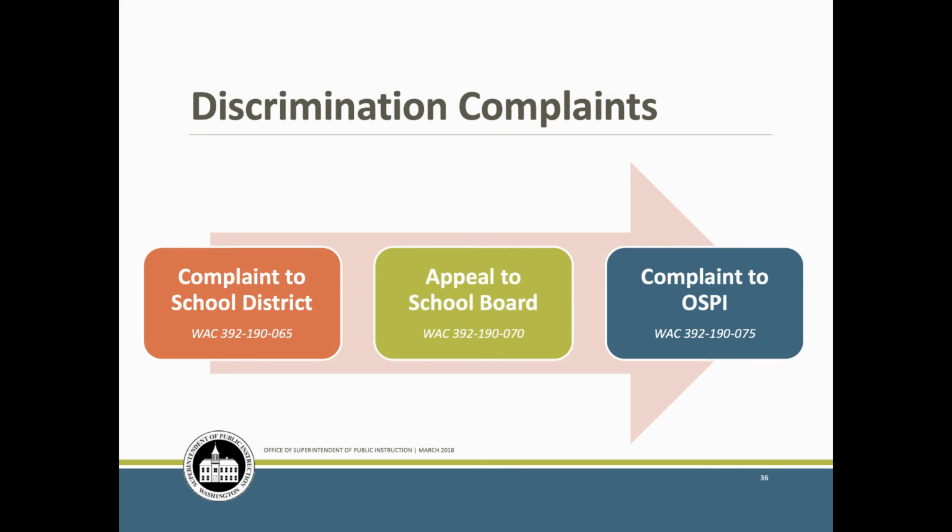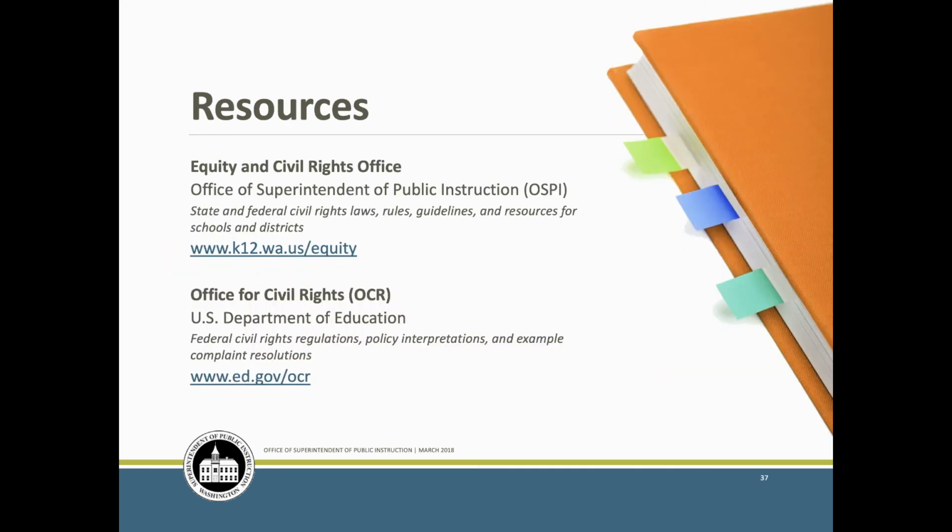After the school board's decision, the complainant can file a complaint with OSPI. At any time, the complainant can also file a complaint with the U.S. Department of Education or the Washington State Human Rights Commission. For more information on any of these topics and more, please visit the OSPI Equity and Civil Rights Office website or the U.S. Department of Education Office for Civil Rights website.